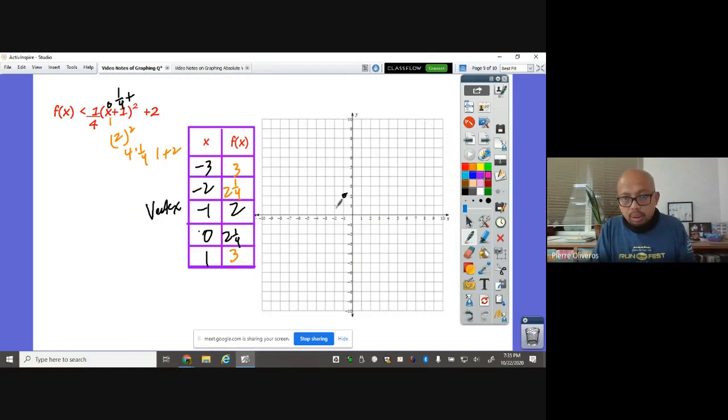So now I'm going to plot the points. Negative 2, 2 and 1/4 is right there. Negative 3, 3 is going to be there. Reflection on the other side. And there you go, like a bowl. All right, that's the parabola. The vertex is (negative 1, 2). It opens upward. The domain here is all real numbers. The range here, the lowest point there is 2, so [2, infinity).